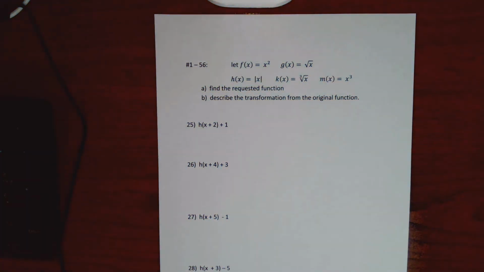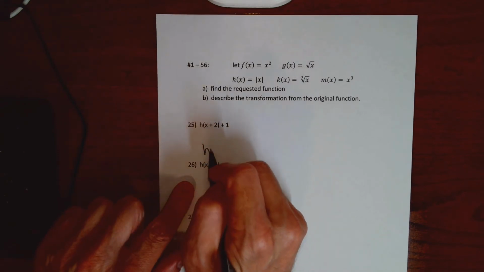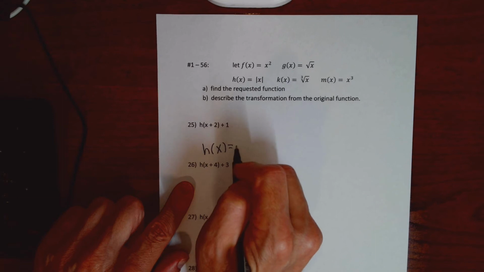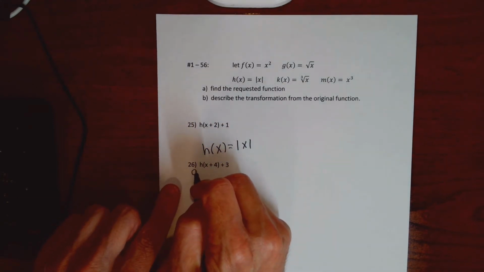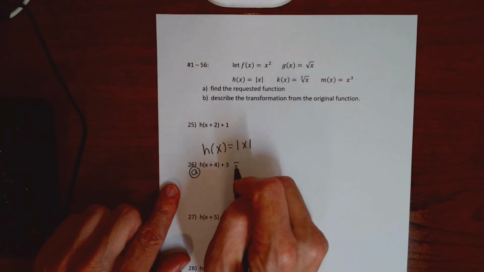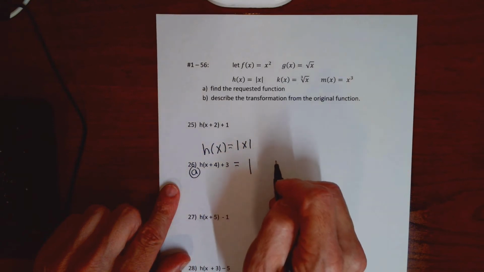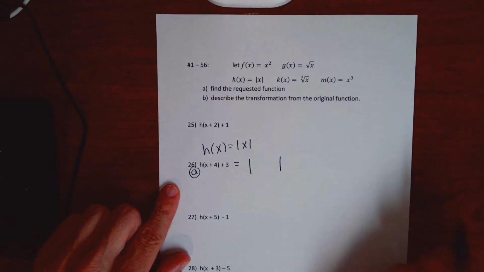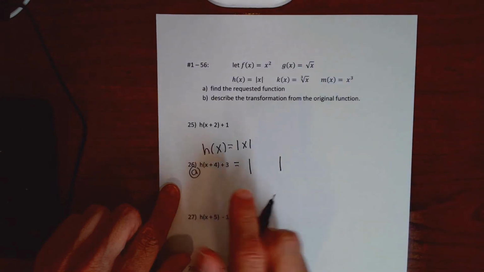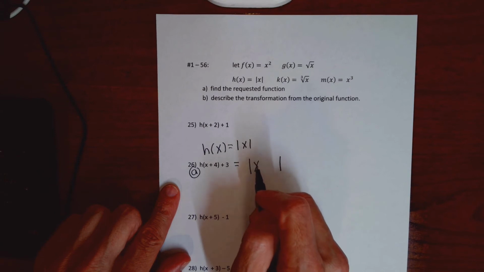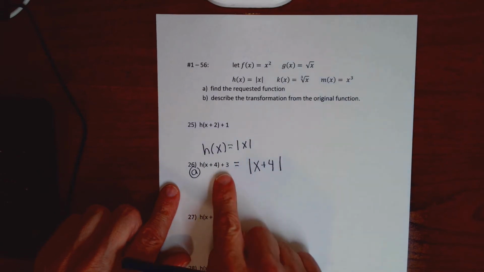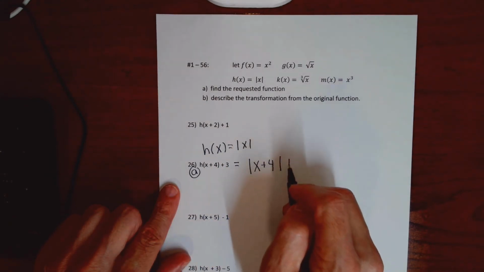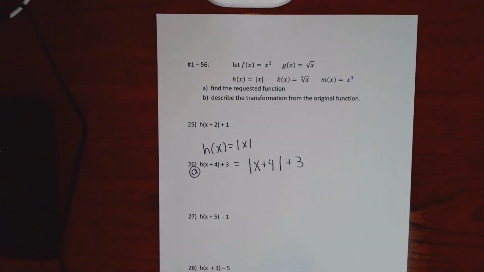Now the combination shifts. 26 calls out h. The h function is the absolute value of x. If I want to do part A of 26, it wants me to find the h of x plus 4 plus 3. Because the plus 4 is inside the parentheses, the plus 4 from this part of rewriting the function goes under the absolute value. The plus 3, because it's not in, it goes after the absolute value.